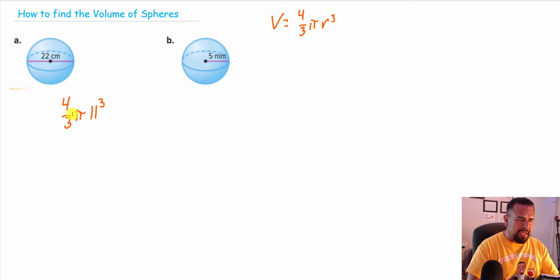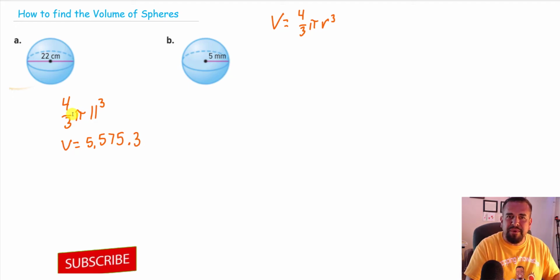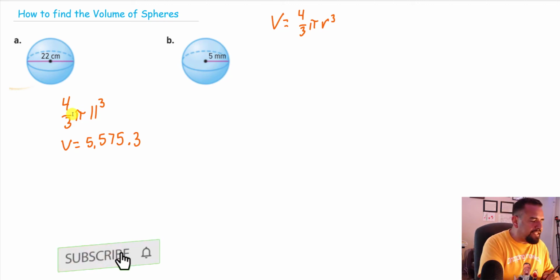So that would be 4/3 pi 11 to the third power, and that equals 5,575 and a lot of decimals. I want you to round to the nearest tenth, so that's going to be 0.3. So right here, our volume for this one is going to be 5,575.3, and that's all there is to it. You just found the volume of a sphere.